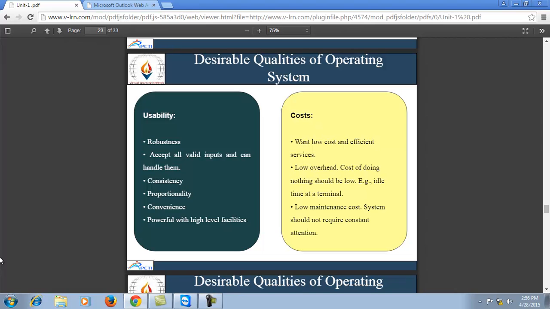Proportionality: how much proportion, how much ratio is there for generating the output. If we are providing 100 inputs and it is giving around 200 outputs, then the ratio is 100 to 200. 100 is the input and 200 is the output.